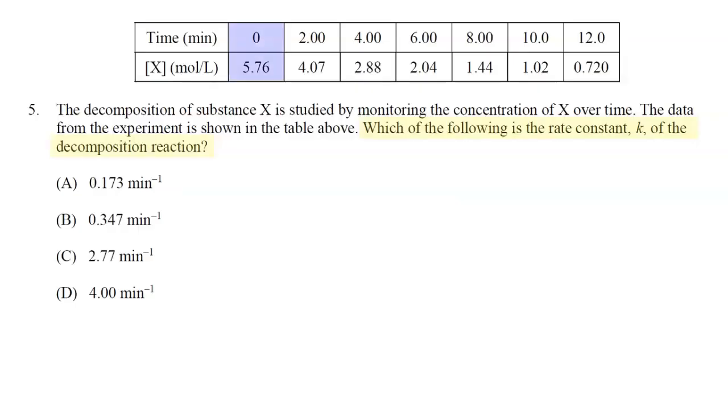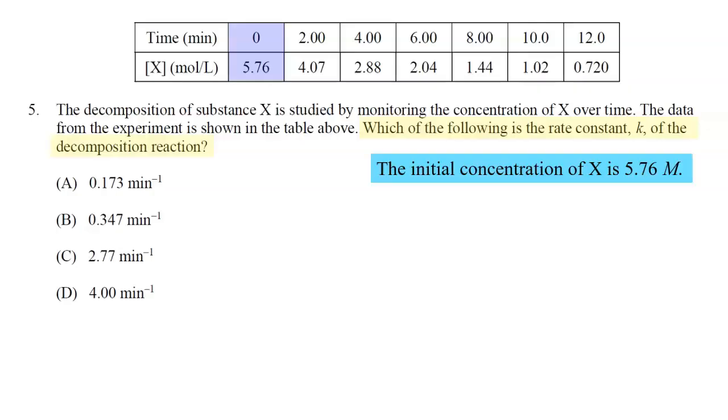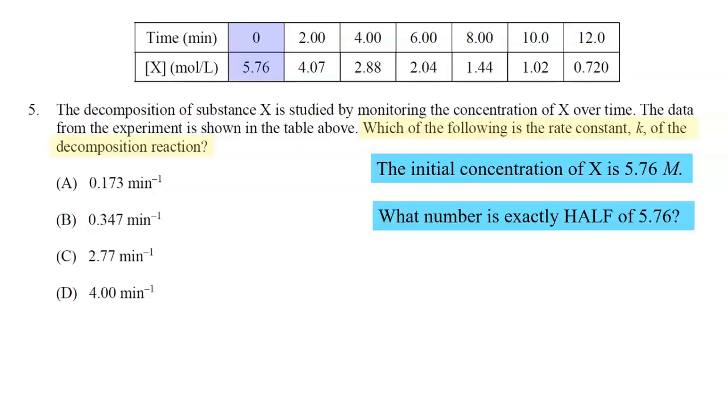At the beginning, at time 0, the concentration of substance X is 5.76 moles per liter. Since we're talking about half-life, what number is exactly half of 5.76? So 5.76 divided by 2 is 2.88, and we can see that after 4 minutes, the concentration of X is now reduced to half of its original value.